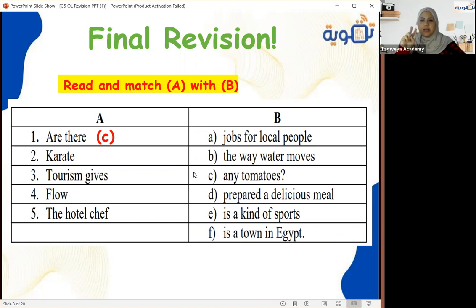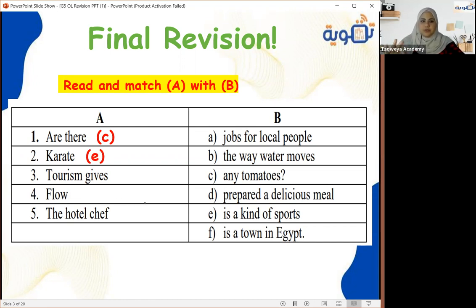Number 2, karate. Oh, that's karate. It's a sport, and we need the verb here. Okay, it's not A, not B, not D. And we have number E. Karate is a kind of sport.